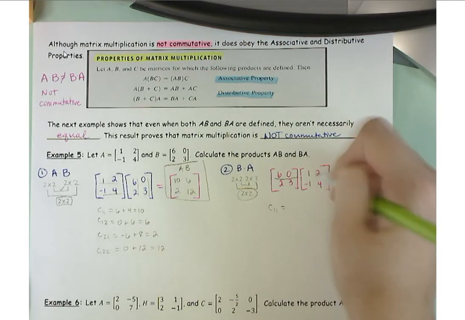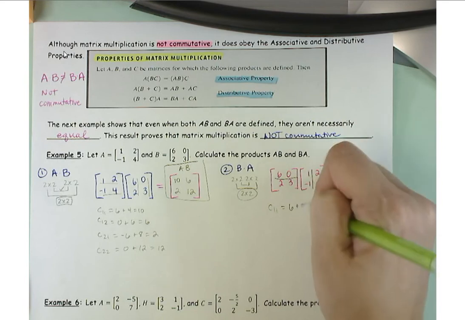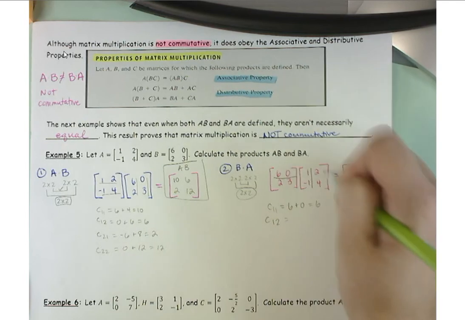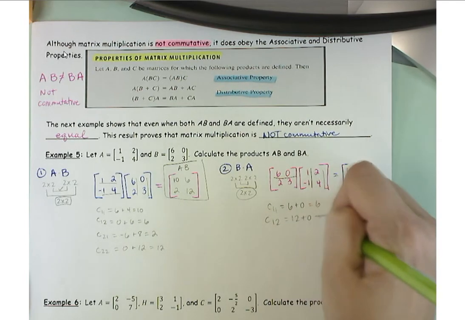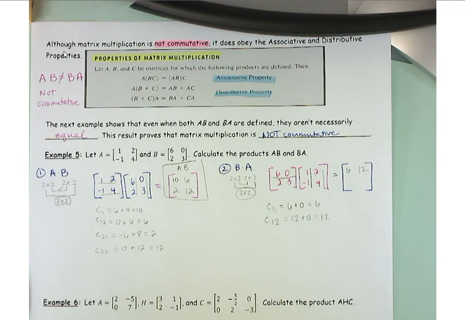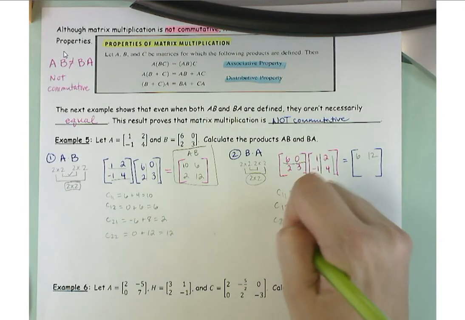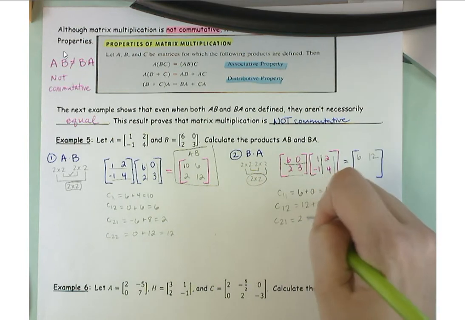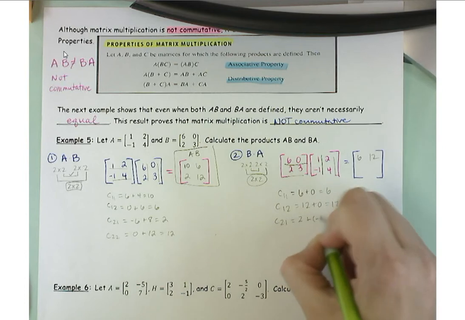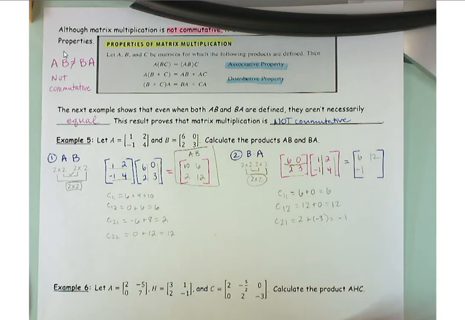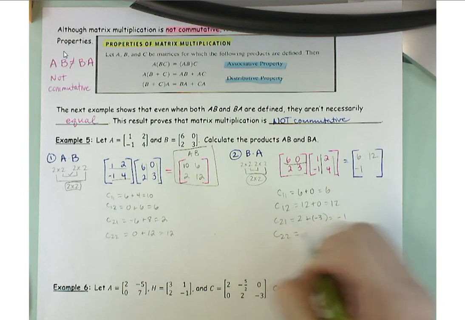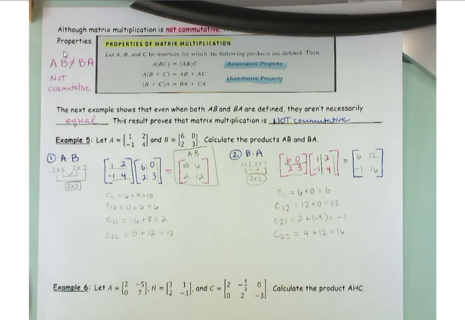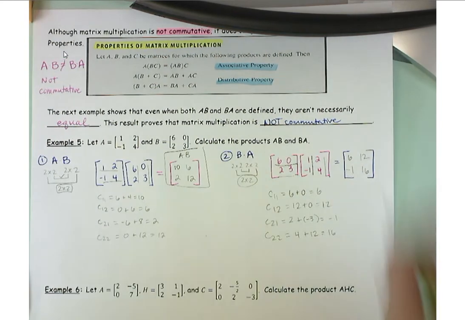Okay, so 6 times 1, which is 6. 0 times anything is 0, so 6 is going to be your first row, first column. And then your first row, second column, 6 times 2 is 12. 0 times anything is 0, so you're going to have 6, 12 for your first row. And then your second row, first column is going to be 2 times 1, which is 2, plus 3 times negative 1, which is negative 3, so that's going to give you negative 1. And then second row, second column, 2 times 2 is 4, 3 times 4 is 12, which will give you 16. Okay, so then this is your B times A.